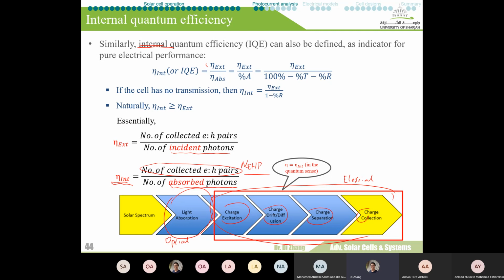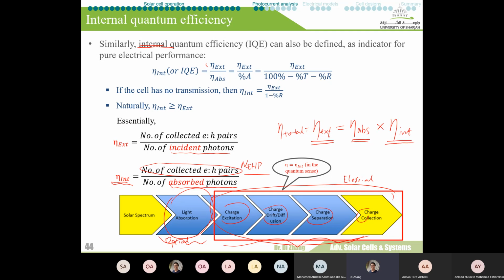So if you look at the overall process, the total efficiency obviously is our external quantum efficiency, and we have two procedures in this graph. The first process is the absorption efficiency, and then the second process is our internal quantum efficiency. So specifically, what is the relationship between external and internal? These two are very similar definitions, but essentially, the missing component is the absorption efficiency.